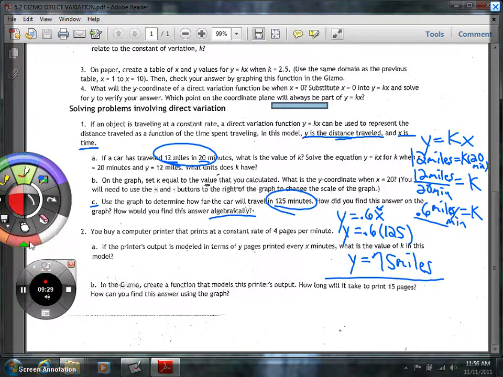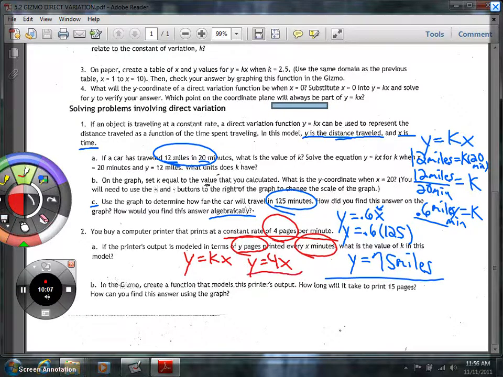All right, the next one, the computer printer. It prints 4 pages per minute. That's a rate. Anytime you see a rate, that's a slope, and that's going to end up being your k. It says that y is the pages and x is the minutes. So y equals kx. Let's plug in our values. 4 is the rate, so y equals 4x. That's your equation.